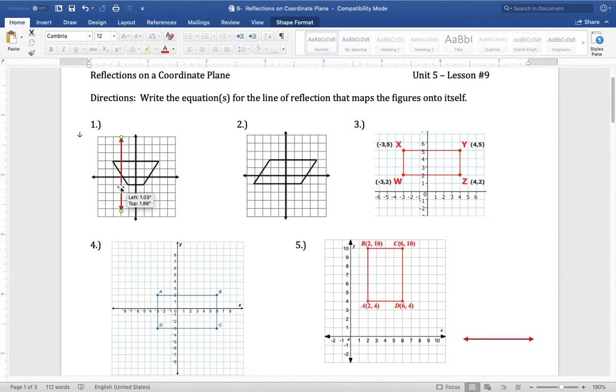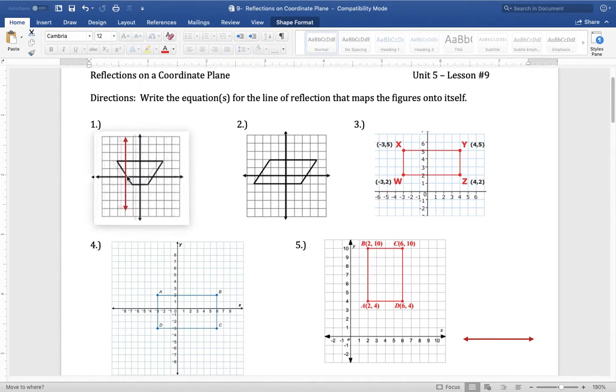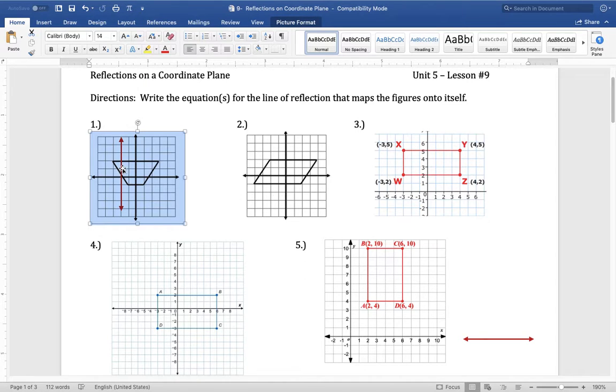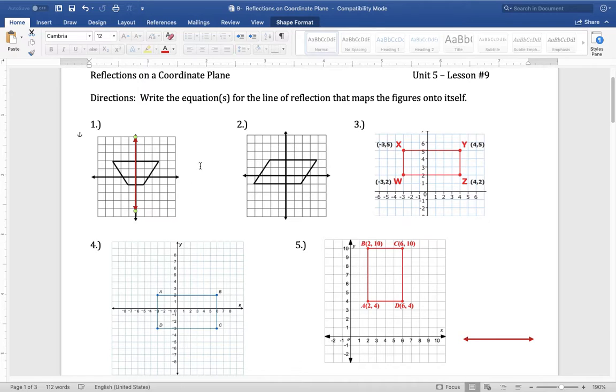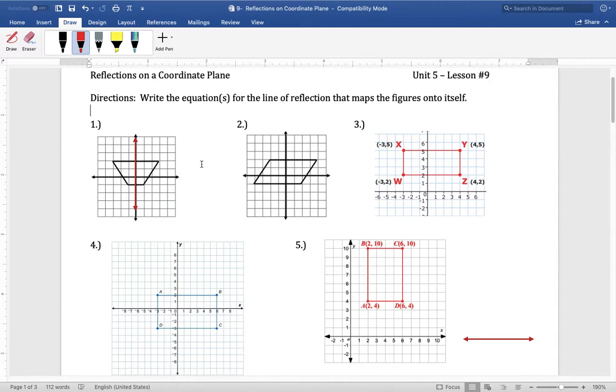You can see x equals -2 would not fold this shape over onto itself, and the only answer that would actually work would be this here, which would be x equals 0. So when it says write the equation of the line of reflection, we're going to want to write x equals 0. So x equals 0 is the answer to this question. It's the line that this shape would fold over and land on itself.